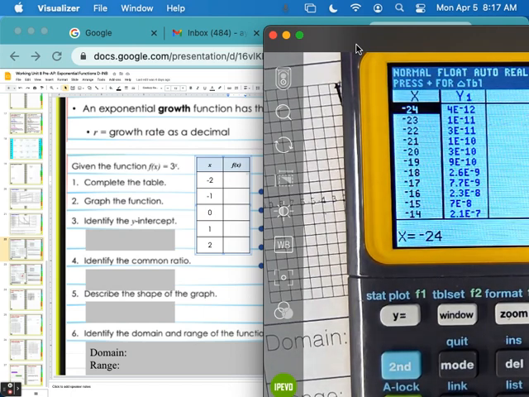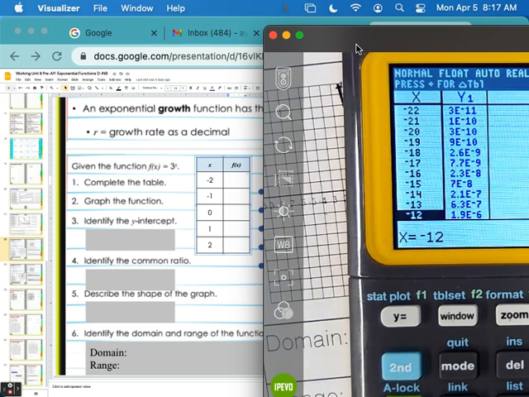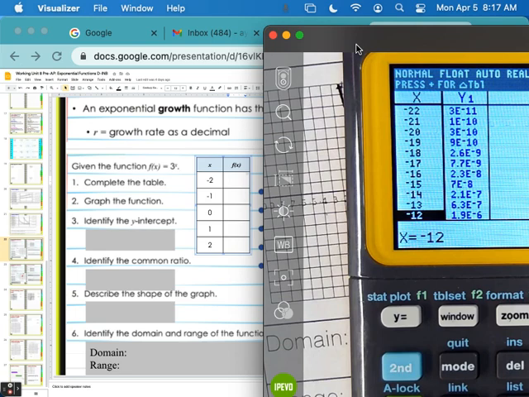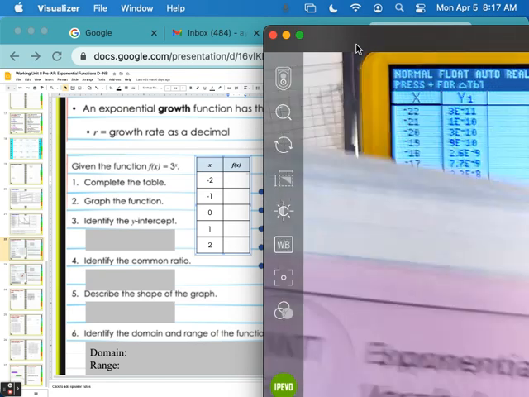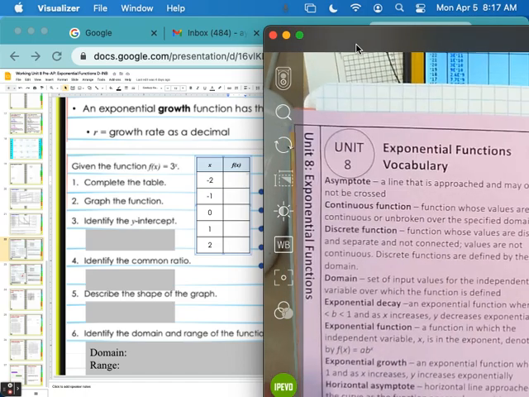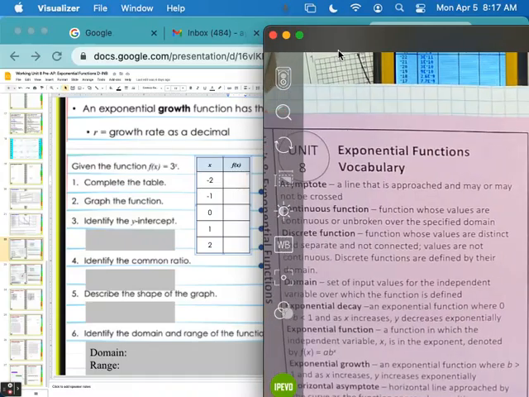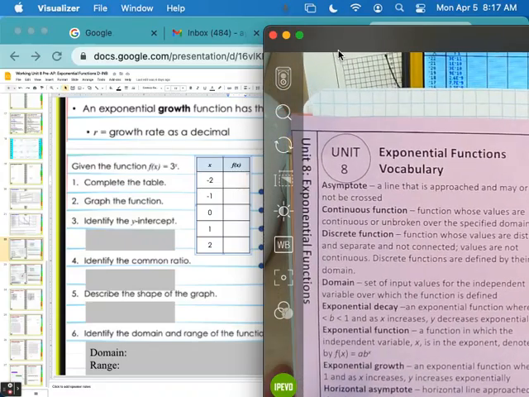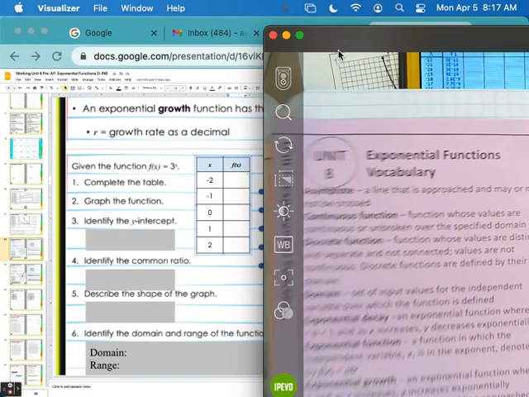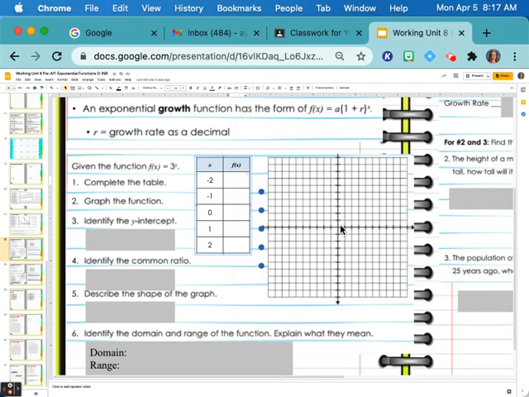So it's getting closer and closer to 0, but it never actually touches. Do you know what that's called whenever you get close and close and close to a number, but you never actually touch it? It's called your asymptote. Weird word, right? Yeah, I remember that. You remember that? So we have it in our vocab. A line that is approached and may or may not be crossed. So that is an asymptote. So here, your asymptote will be where Y equals 0.